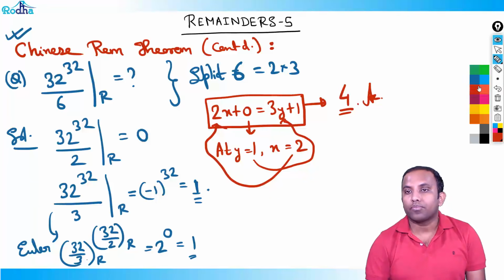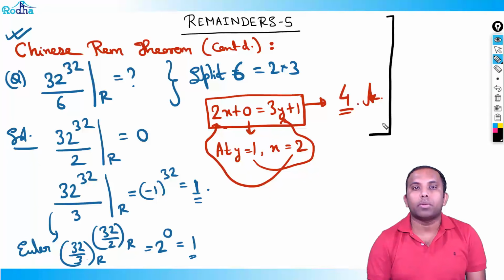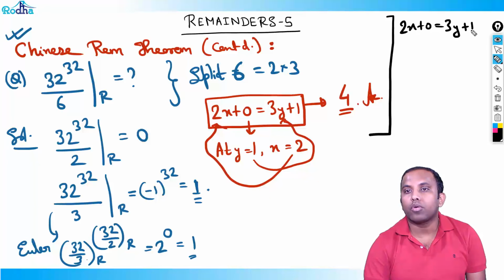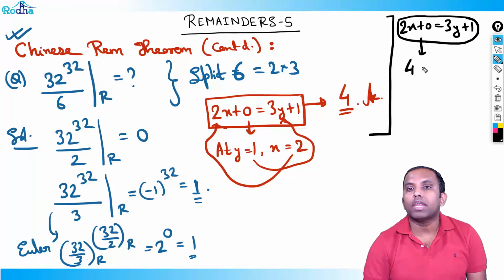Now, again, the logic. One more time, why is 4 the answer? We did this in the last video, but we'll repeat it. If the statement is 2x plus 0 is equal to 3y plus 1, the first number satisfying that condition is 4. But what is the general form of that number? 4 plus the LCM of all divisors into k. The LCM of 2 and 3 is 6, so 4 plus 6k. So 32 raised to 32 can be written as 4 plus 6k.